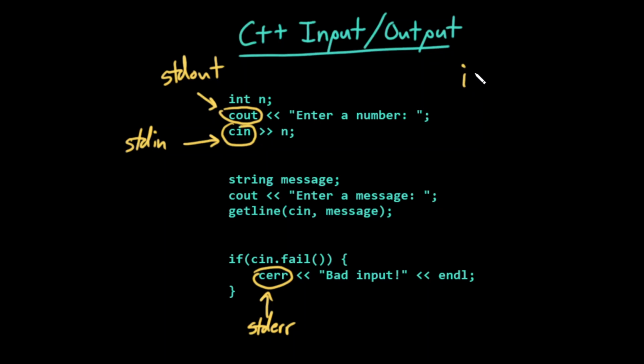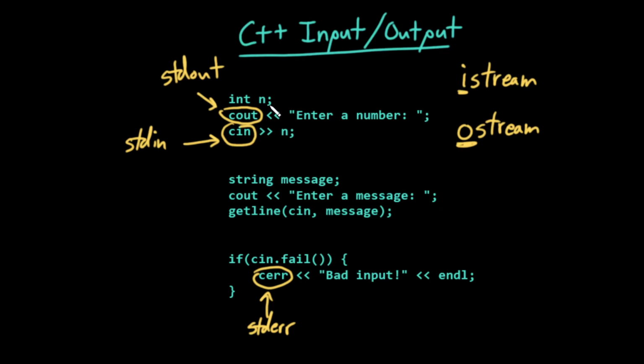So istream is generally the input stream in C++, and ostream is generally an output stream in C++. So O for output, I for input. cout is an example of an ostream. cin is an example of an istream.